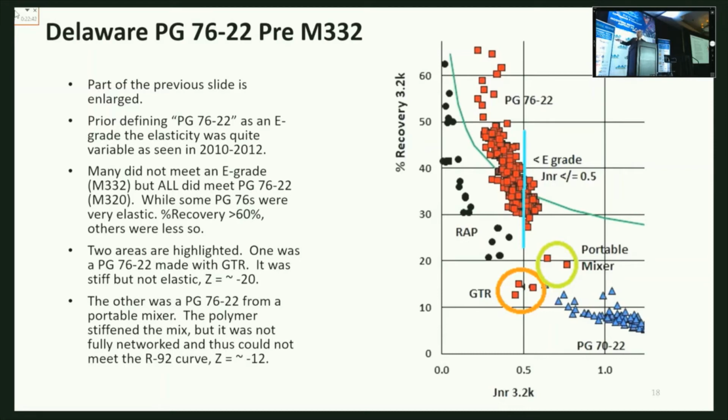Now I got 2 samples down here. This is ground tire rubber. This is where you throw whatever it is, a 20-30 mesh, into your hot mix. This has actually been blended out of plant, where they blended the binder with the ground tire rubber and then ran it. And it meets the 76-22. J_nr is actually 0.5, which would make it an E grade. But look, it's right along here, this line of unmodified.